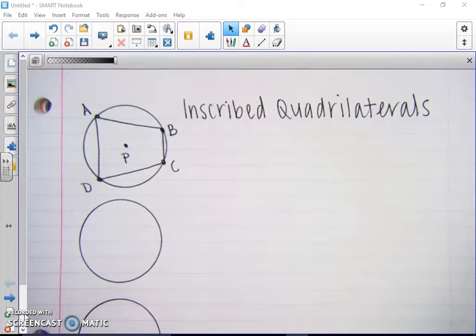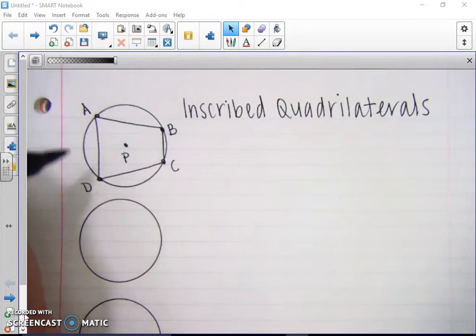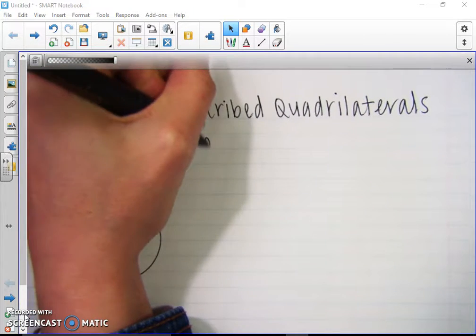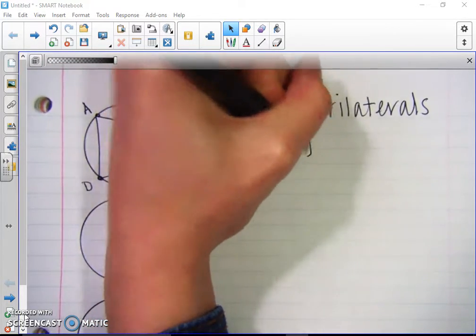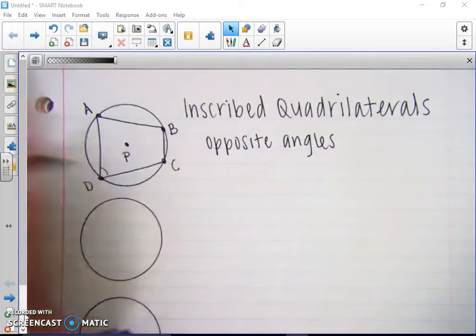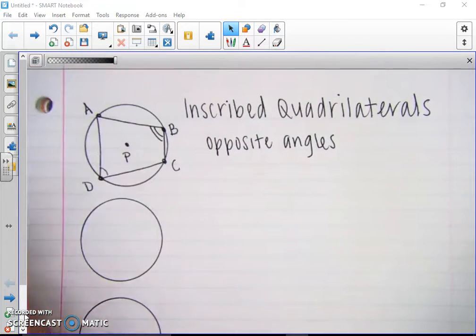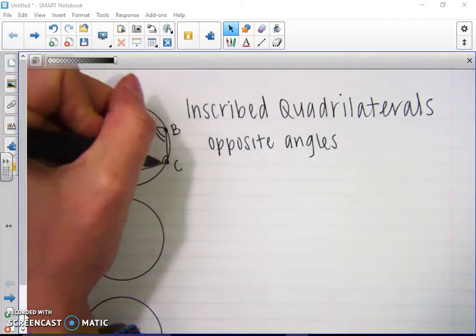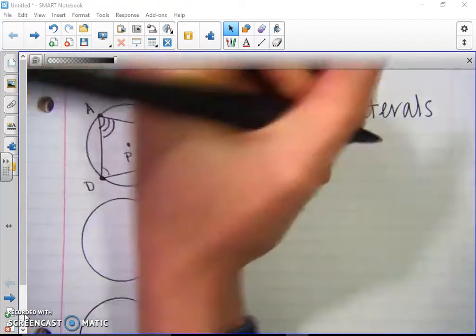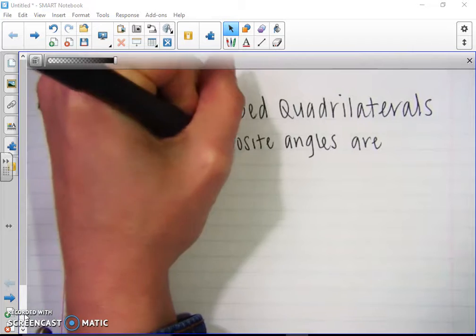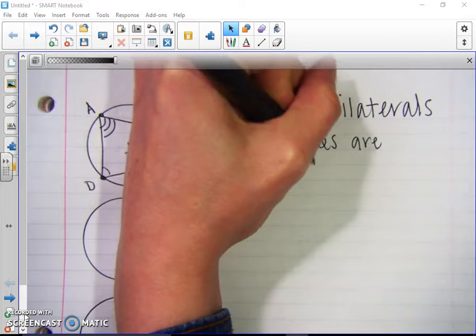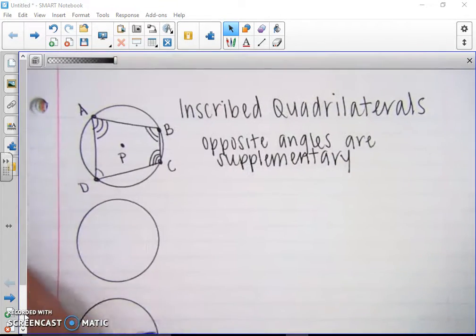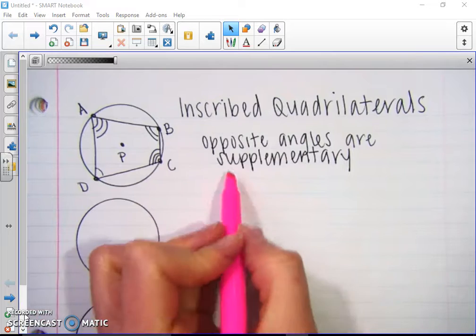All right, so here's the thing about inscribed quadrilaterals. If a quadrilateral is inscribed inside of a circle, its opposite angles are supplementary. So for example, angle D and angle B, or angle A and angle C, these angles are supplementary. Okay, so opposite angles are supplementary.